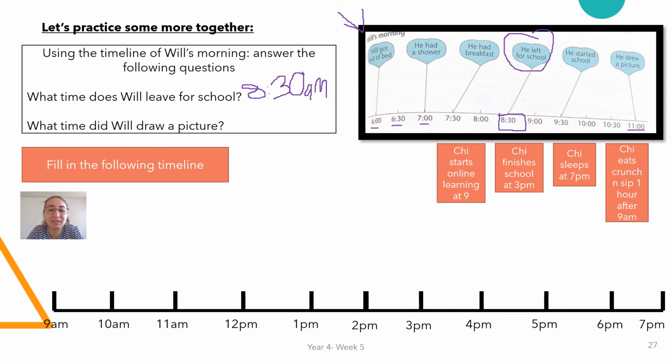And what time did Will draw a picture? Again, we look at the timeline, we look at the facts here, or the sequence. So Will got out of bed, had a shower, breakfast, left for school, started school. Here we can see he drew a picture. We follow that line and we can see it stops at the interval of 11. So we would put 11, and again, if you'd like to, using our known facts, we would put AM as the notation.